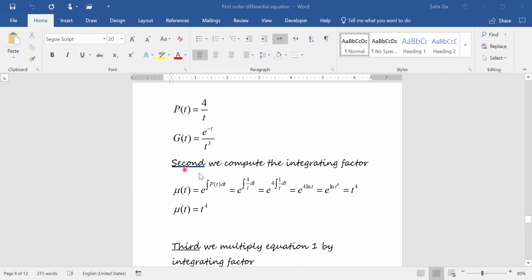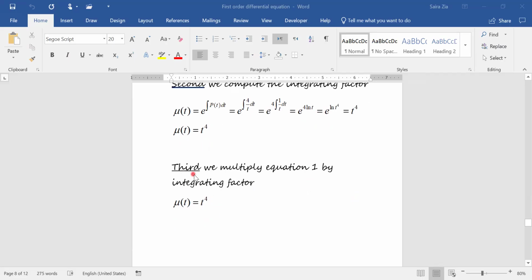Second, we are going to compute the integrating factor here. So p of t is 4 over t. 4 we can take out. So to integrate 1 over t dt gives ln of t, and this is also again the ln property. We can take this coefficient 4 as a power so that we can cancel e and ln. So we get t to the power 4, and mu of t equals t to the power 4.